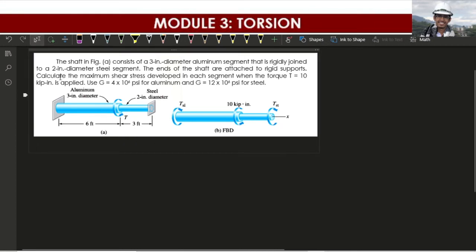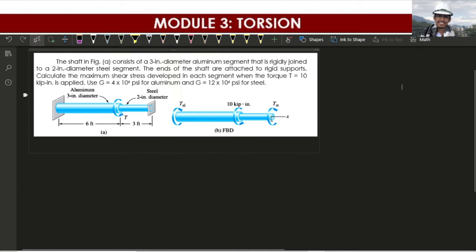So before we can calculate the maximum shear stress in each segment, kailangan nating kunin yung kanilang internal torque na nag-act sa aluminum and yung internal torque na nag-act dun sa ating steel. Okay? So for equilibrium equation, ito yung FBD natin. So if we have a 10 kip-inch na torque, syempre i-resist yun ng ating aluminum and ng ating steel at both ends. So kunin natin yung external torque at aluminum at dun sa ating steel, in both supports.